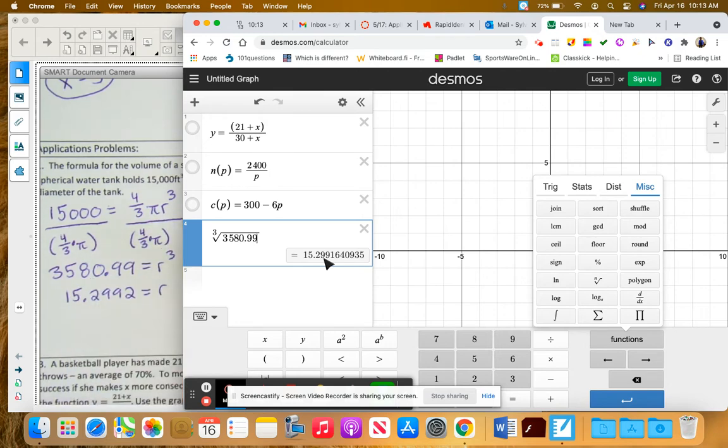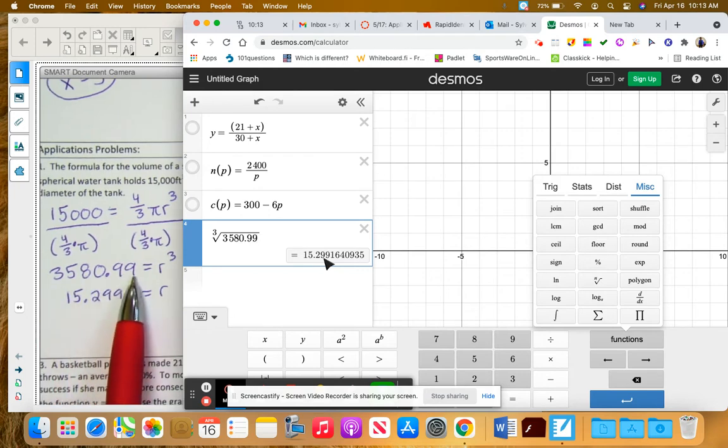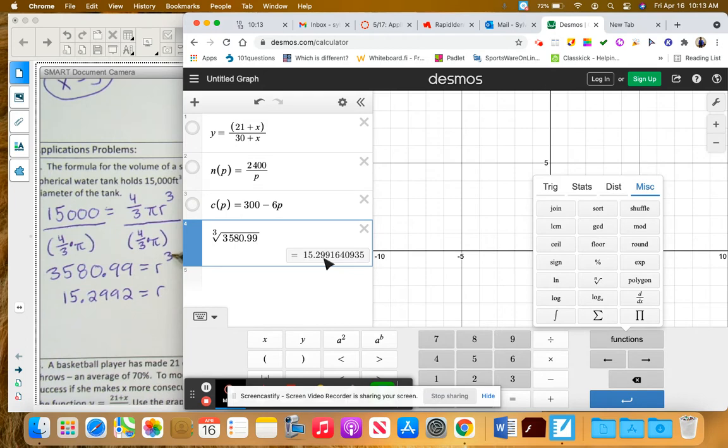So let's go through that again. R to the third equals this number here. That means the opposite of cubing something is to find the cube root of it. So I went down to functions in Desmos. I went to MISC, that's miscellaneous, and I hit this button here that has the N on the outside with the radical symbol. You type in the number that you have, and this is now my radius.